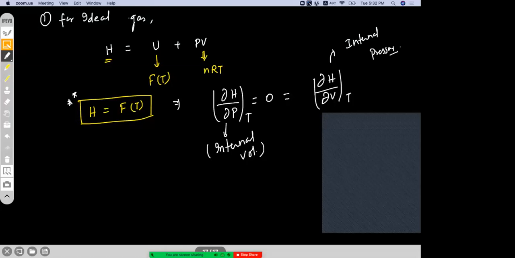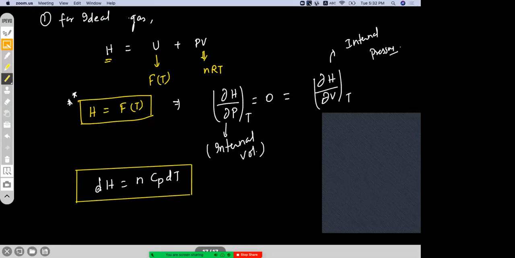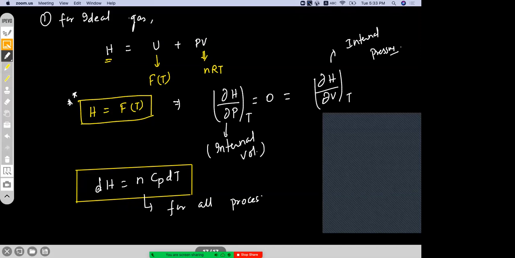Okay. So if I substitute this in the previous expression, dH is equal to nCp dT. Clear? So again, you see dH is equal to nCp dT is applicable for all processes for ideal gas. Process is not a constraint here.